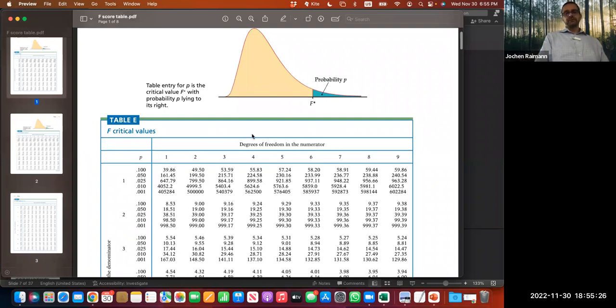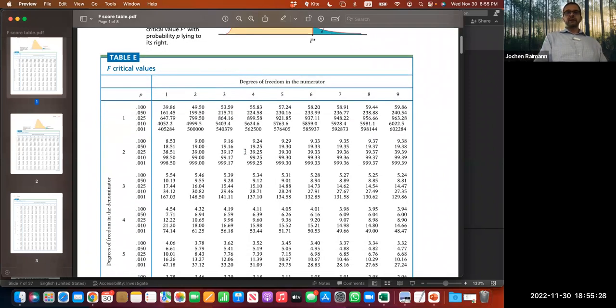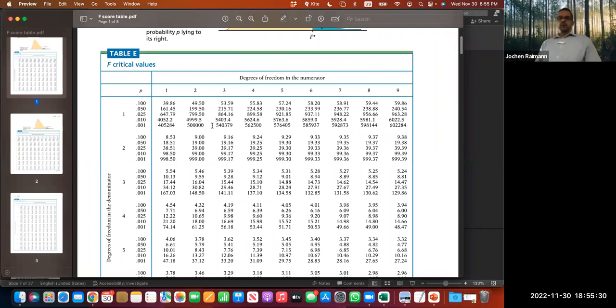which column you use. In the F-score table, you have columns that basically represent the degrees of freedom in the numerator. That's between groups, degrees of freedom between. Then you have degrees of freedom in the denominator in the rows, 1, 2, 3, 4, 5. And these blocks with the corresponding alpha levels.